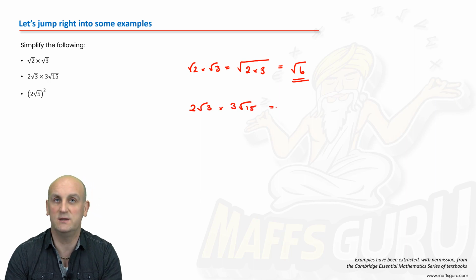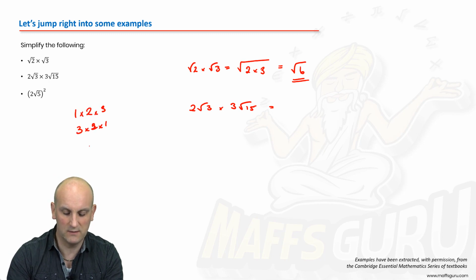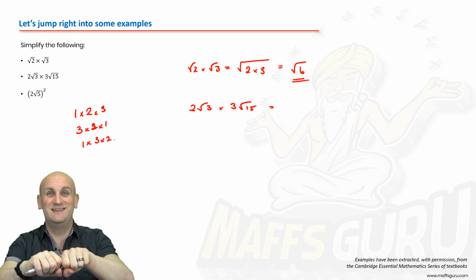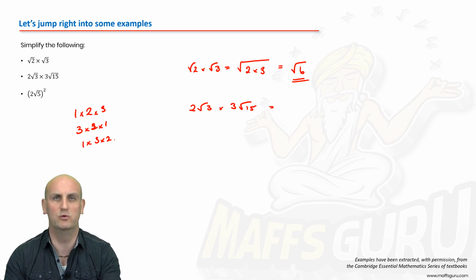Right, so in this situation, if you remember, in multiplication 1 times 2 times 3 is the same as 3 times 2 times 1, which is the same as 1 times 3 times 2. When everything is multiplied together, we can move them around. It's part of the rules again. God, this is so rules-oriented.